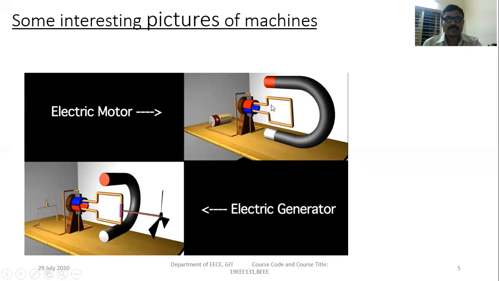Basically, an electrical machine can work as a motor as well as a generator. In the first picture of the slide, we can see a battery attached to the circuit, and there is a magnet and a coil, which will be moved in the field of this magnet when current is supplied from the battery. So this is the electric motor. In the second picture, we can see an electric generator.